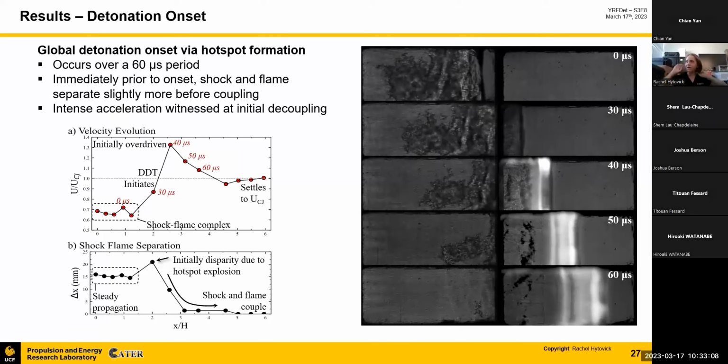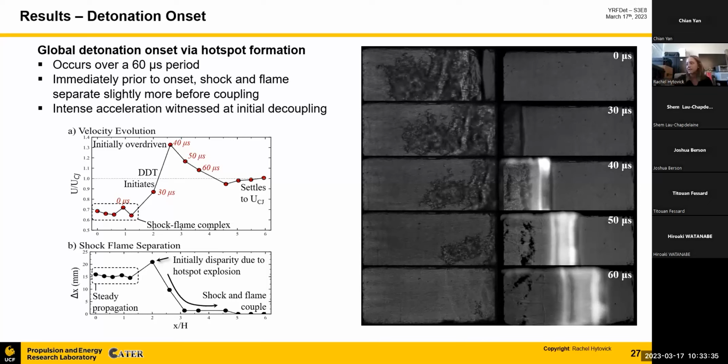So we did 3 windows of our facility. Like I said, we have those 100 millimeter long test sections. We just have 3 of those in this case, and they are running simultaneously. We're able to rerun these images to get an idea of what's happening and how we're seeing this global onset. So here in the first window, we see a shock flame complex.